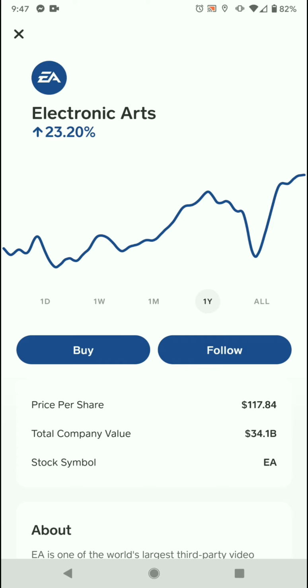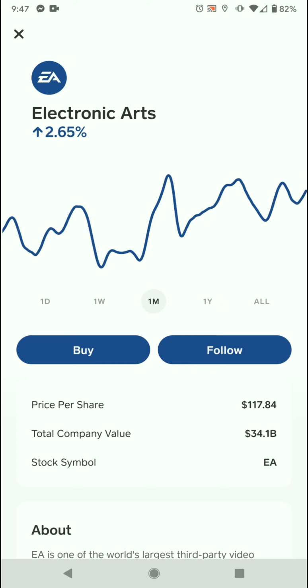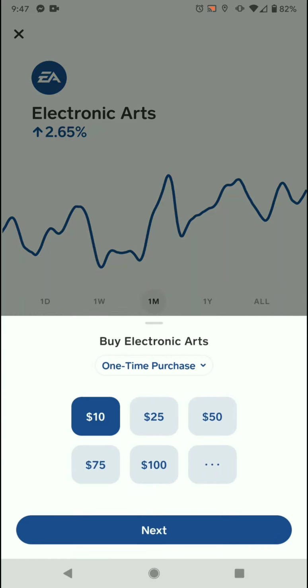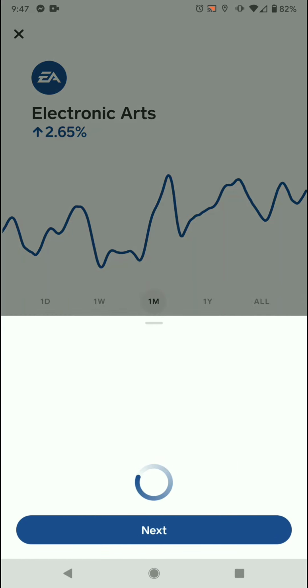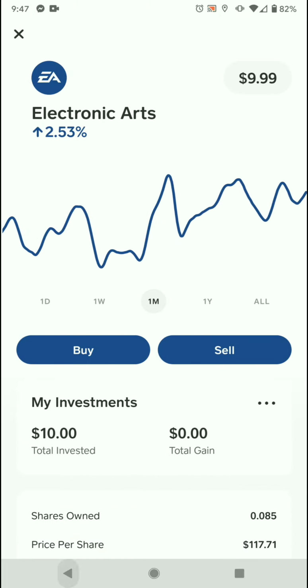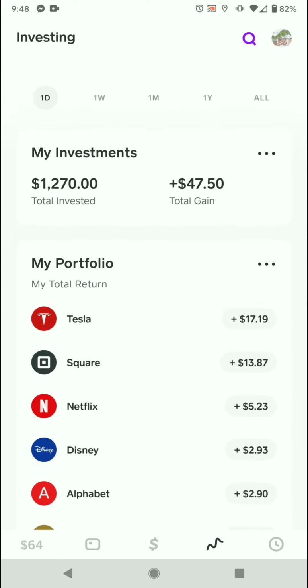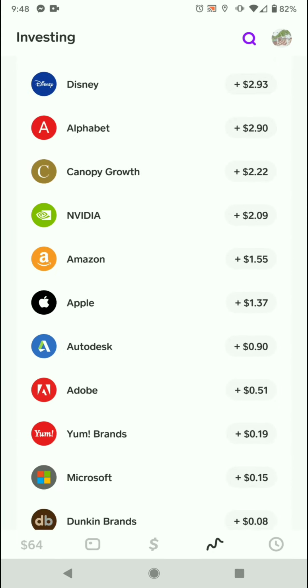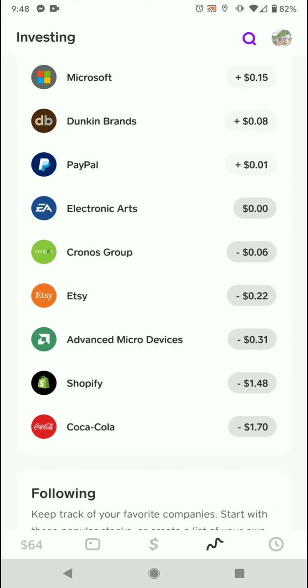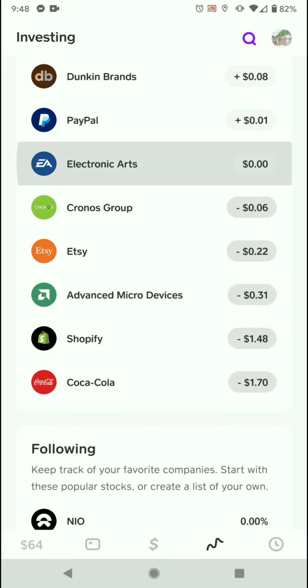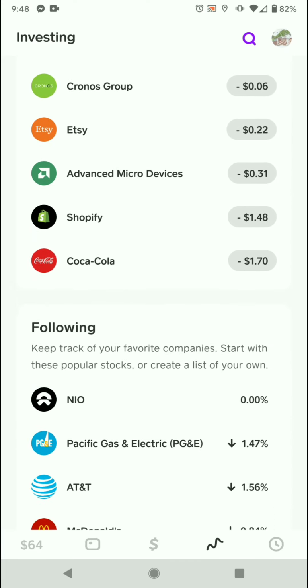Right now I'm going to buy a share of EA, just because I'm making the assumption that there's a lot of people at home playing video games with COVID-19 and a lot of states and countries in restriction and travel bans and reduced activity. If we go back to our portfolio, scroll down a little bit, you can see Electronic Arts is now in our portfolio.